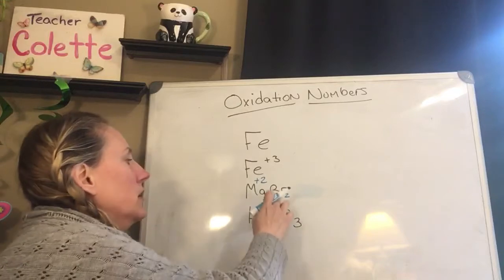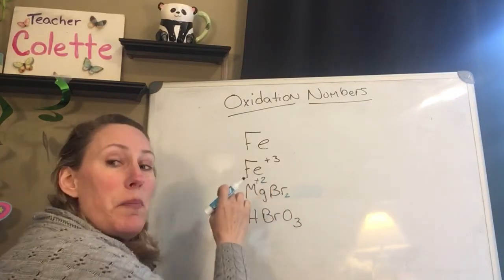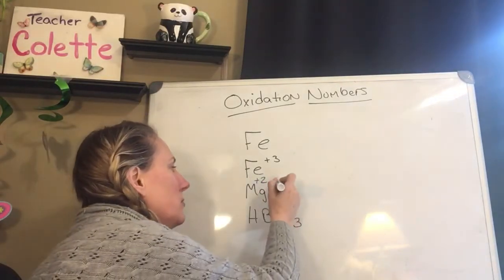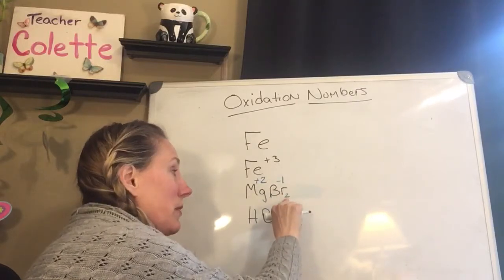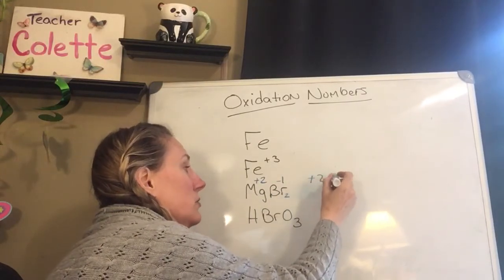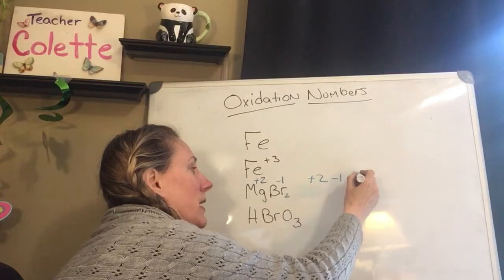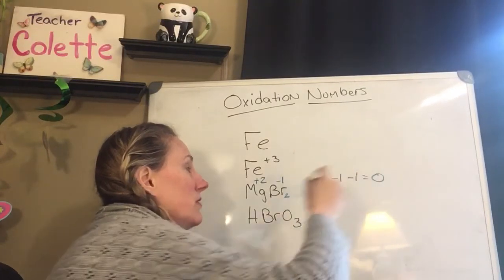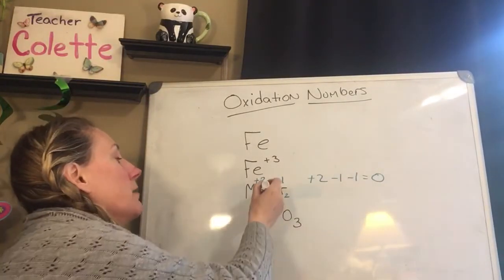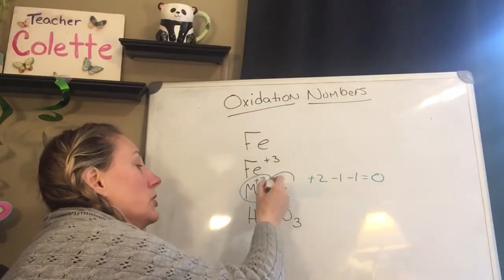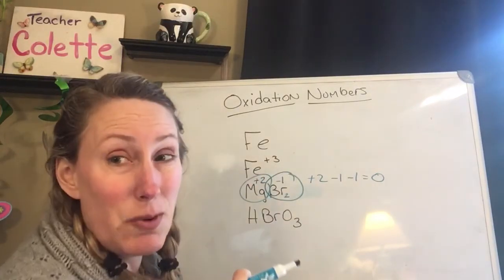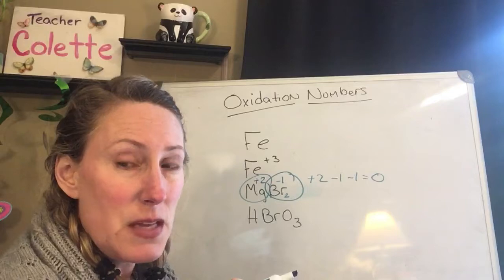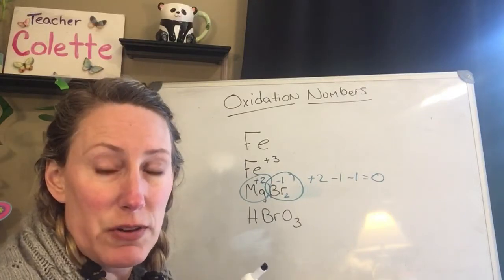So then to cancel out that +2 charge, Br has to be -1 because there's 2 of them. So you would have a +2 and then a -1 and a -1 to give you an overall charge of 0. So the charge on Mg must be +2 and the charge on Br must be -1. Does that make sense? So you're just assigning a charge for everything.